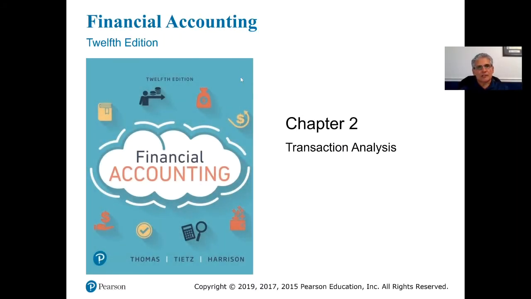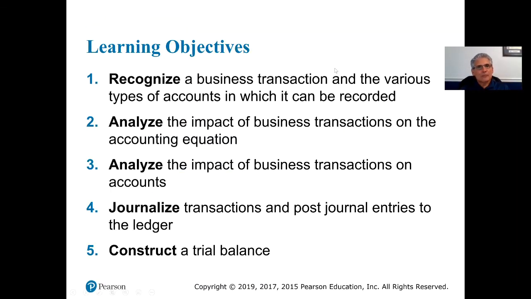Chapter 2, Transaction Analysis. The learning objectives for this chapter are: number 1, recognize a business transaction and the various types of accounts in which it can be recorded. Number 2, analyze the impact of business transactions on the accounting equation. Number 3, analyze the impact of business transactions on accounts. Number 4, journalize transactions and post journal entries to the ledger. Number 5, construct a trial balance.